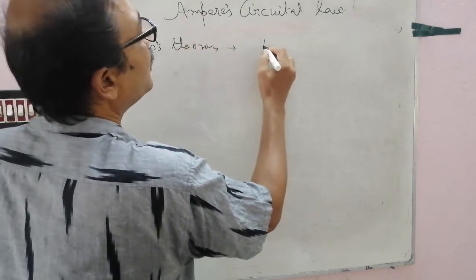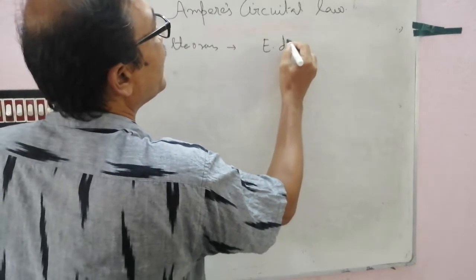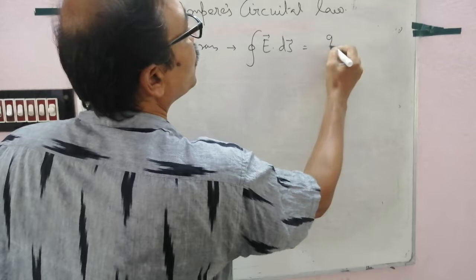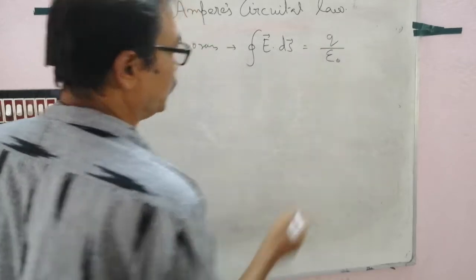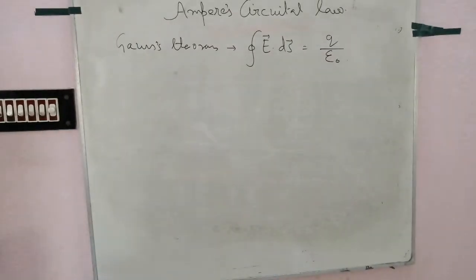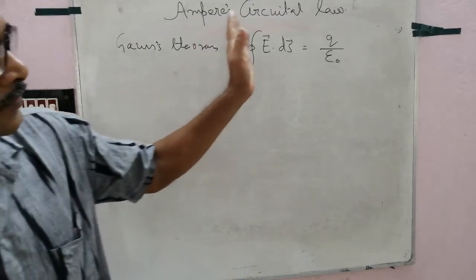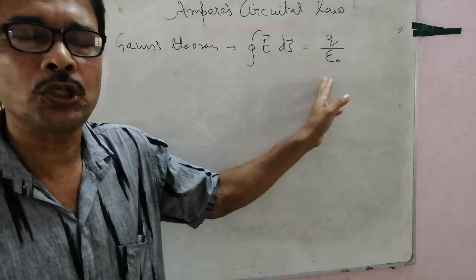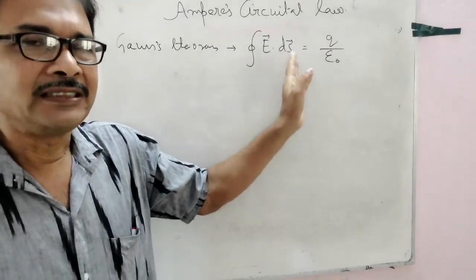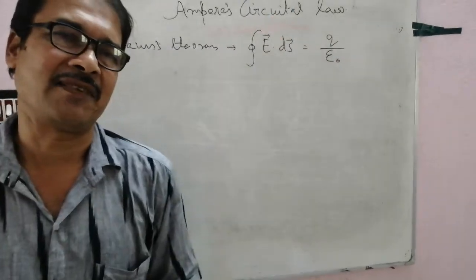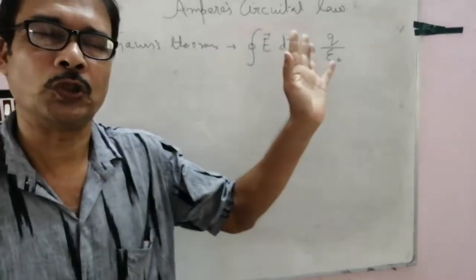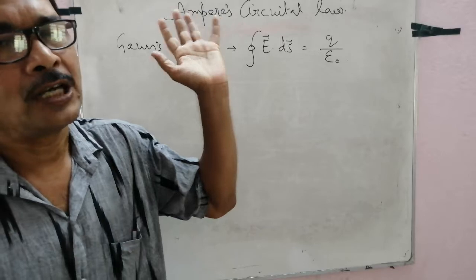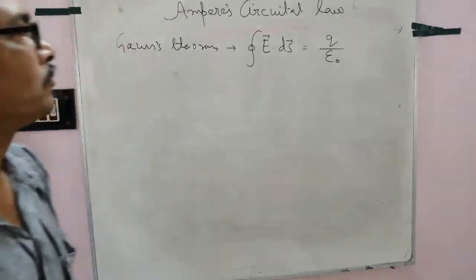Gauss's theorem: the closed surface integral of E dot ds equals Q by epsilon naught. The total electric flux over a closed surface is 1 by epsilon 0 times the charge enclosed by the surface. This was Gauss's law. I discussed it in the electrostatics chapter.